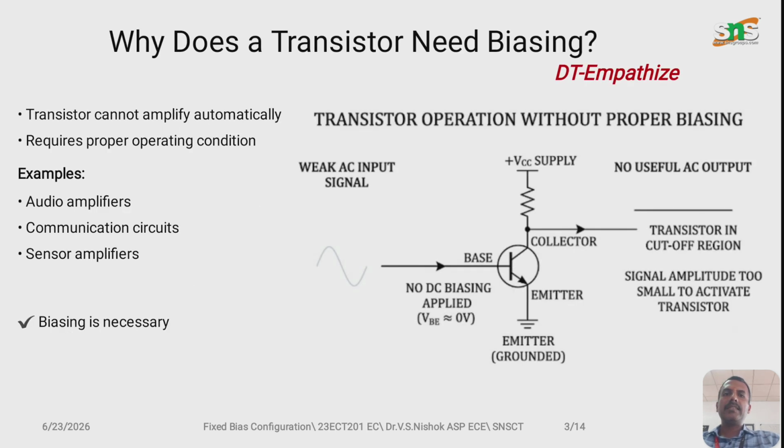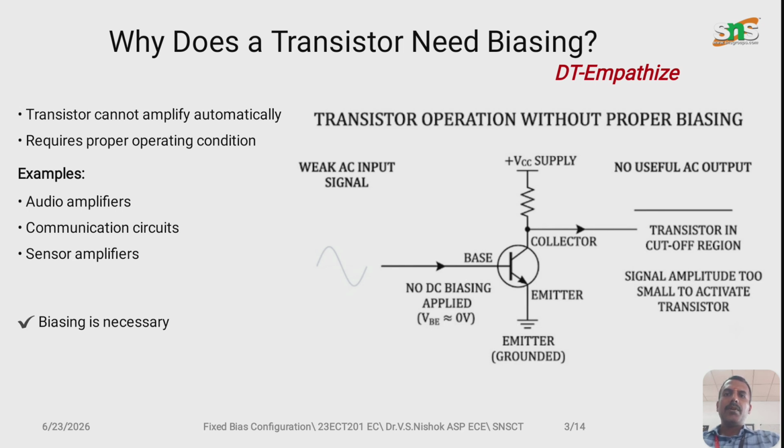Why does a transistor need biasing? So let us have a question whether the transistor automatically amplifies the signal. For this question the answer is no. So we need to provide the proper operating condition so that the transistor can amplify the given signal and produce the expected output. So this requires the proper operating point. So that is our biasing.